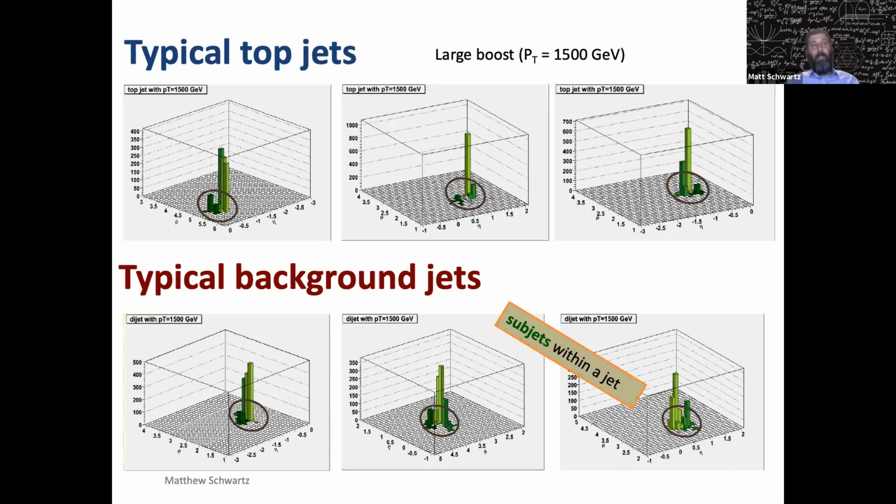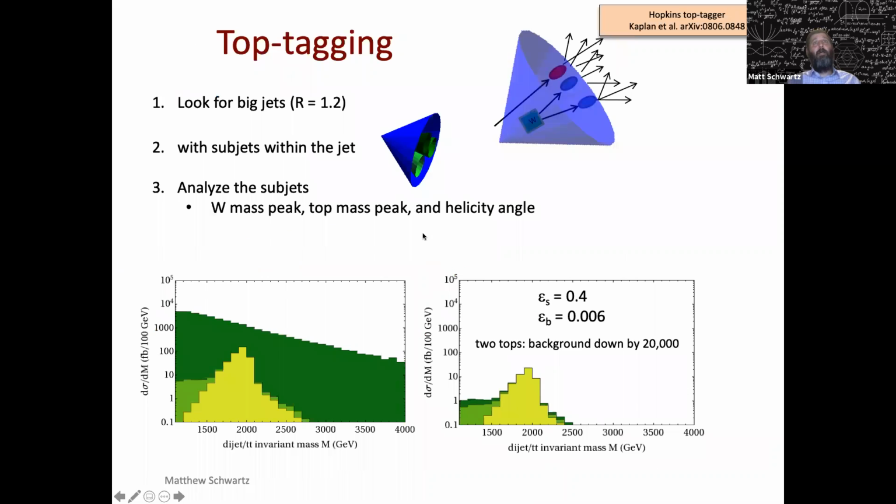And now there's a whole dedicated conference, BOOST, which is going on this week actually, dedicated to studying these kinds of things. The traditional approach to understanding tops in this context was, first you look for something like a fat jet. So you look for a big jet, like an R equals 1.2 jet was what the original top tagging studies did. And then you look for subjets within the jet.